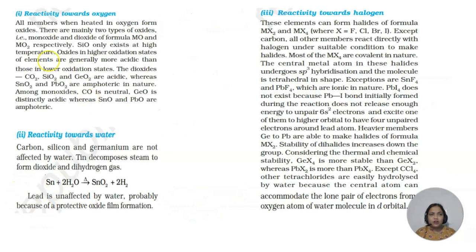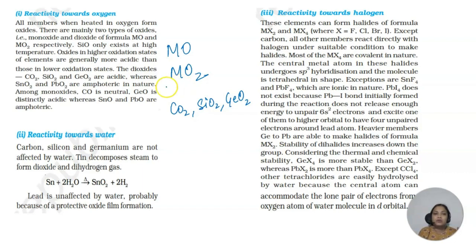Then if I talk about reactivity, so two kinds of oxides are formed, MO and MO2. Okay, like similarly carbon forms carbon monoxide, carbon dioxide. So dioxides are acidic, carbon dioxide, silicon dioxide and germanium dioxide. I told you when you are moving down the group, the basic nature of oxides will increase. Okay, and tin and lead oxides are amphoteric. Keep that in mind.